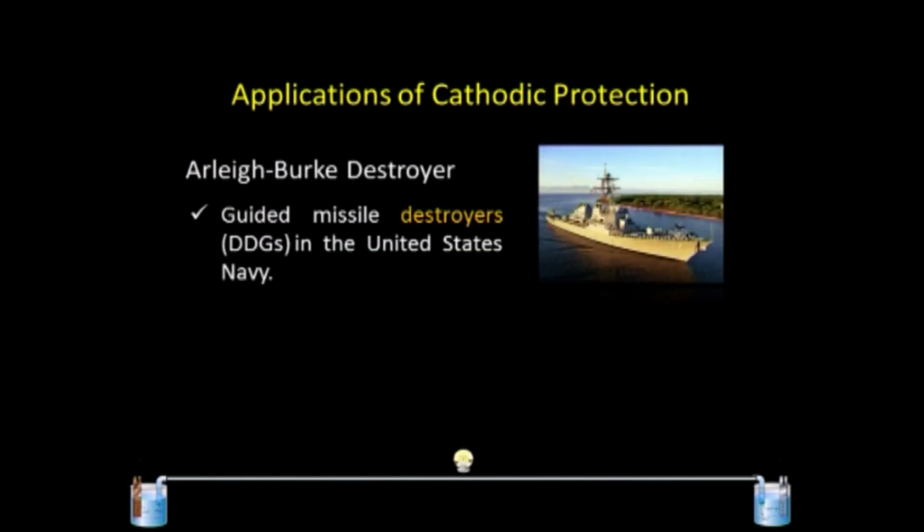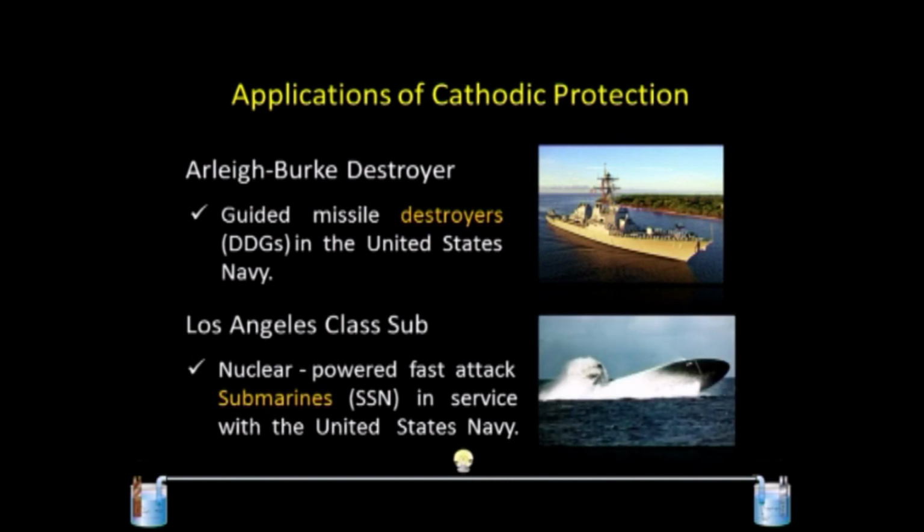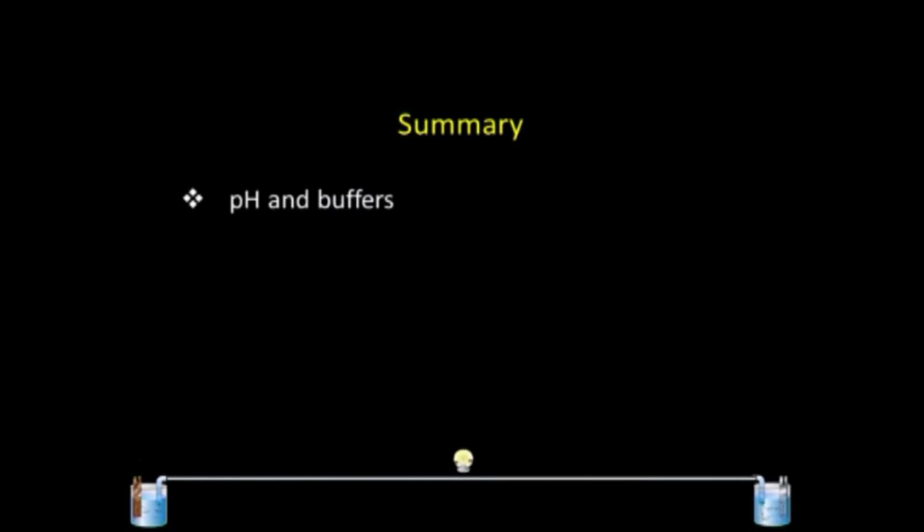This is an example of Arleigh Burke destroyer, which is a guided missile destroyer in the United States Navy, and the cathodic protection of this ship helps us to protect it from corrosion. Another example is Los Angeles class submarine, which is nuclear powered fast attack submarine in the service of United States Navy, where cathodic protection helps them in protection from corrosion. In this lecture, we talked about pH and buffers, pKa and corrosion.